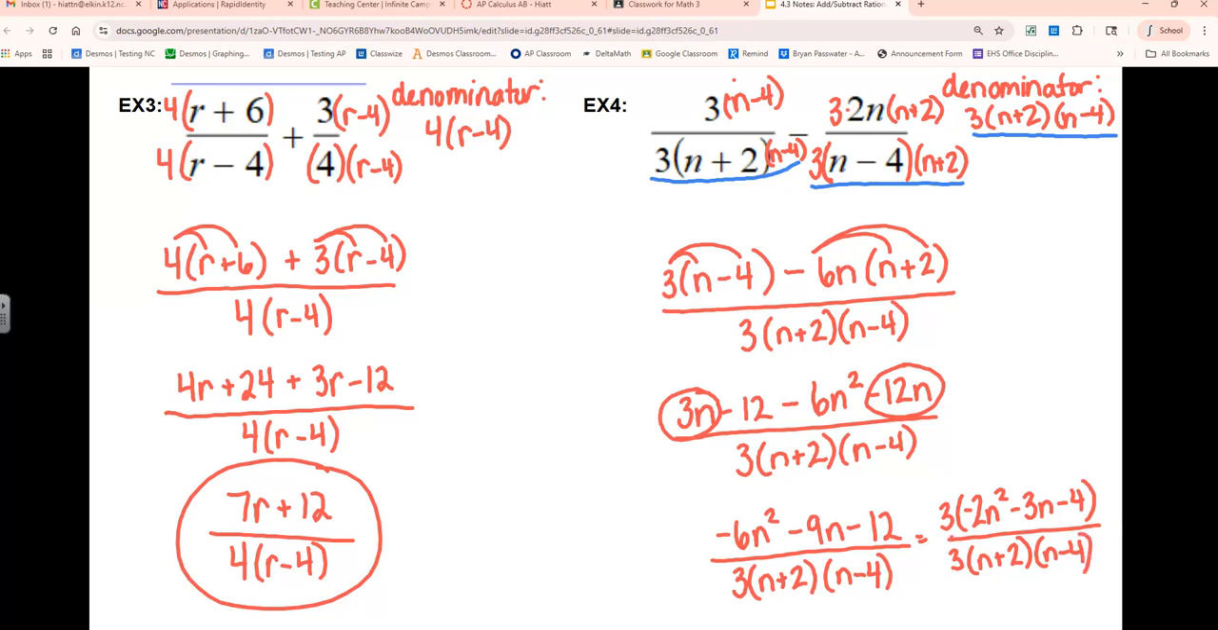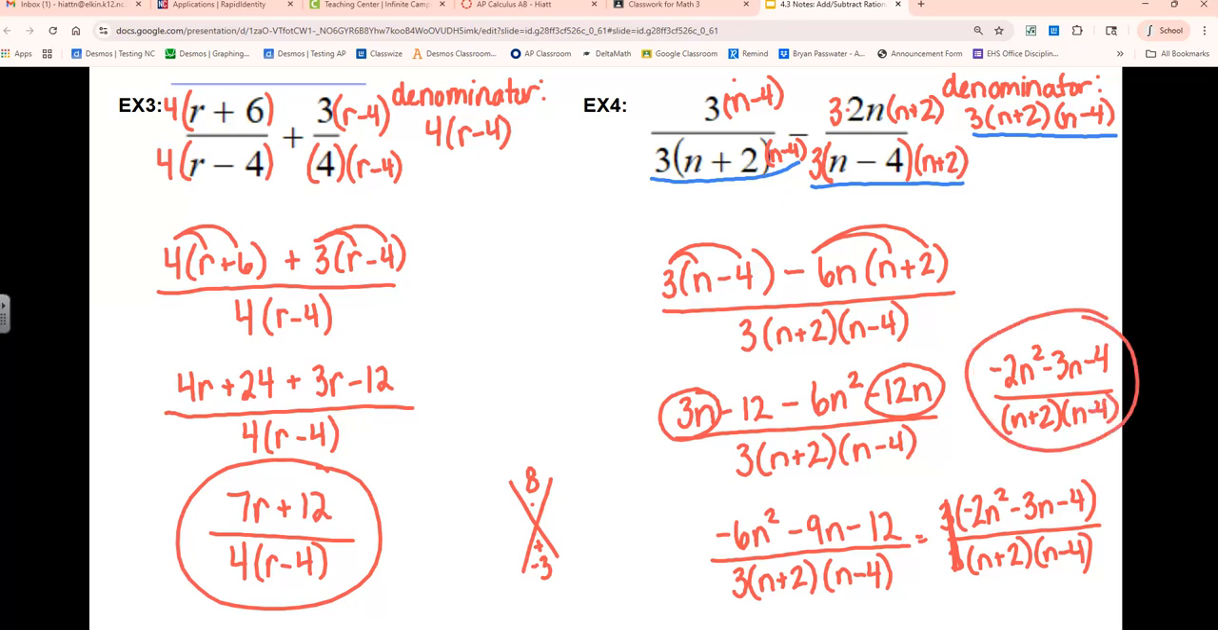What can happen with those 3's that I got factored out now? They can cancel. Let's see. If I X method, this one would be a positive 8. It'd be a negative 3. 8, you could do 4 and 2, or you could do 1 and 8. You can't get negative 3 with that. It will not factor. So you're just going to stop with your answer there. It's going to be negative 2n squared minus 3n minus 4 over n plus 2, n minus 4, like that.